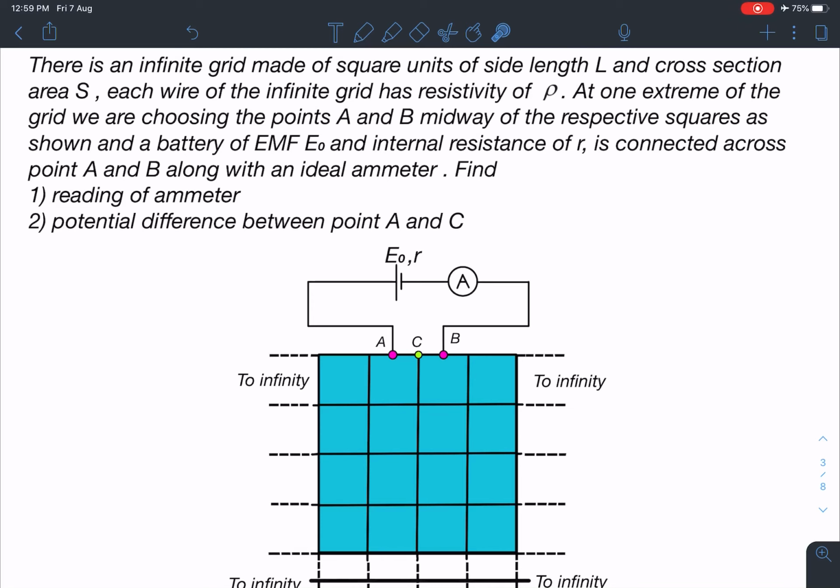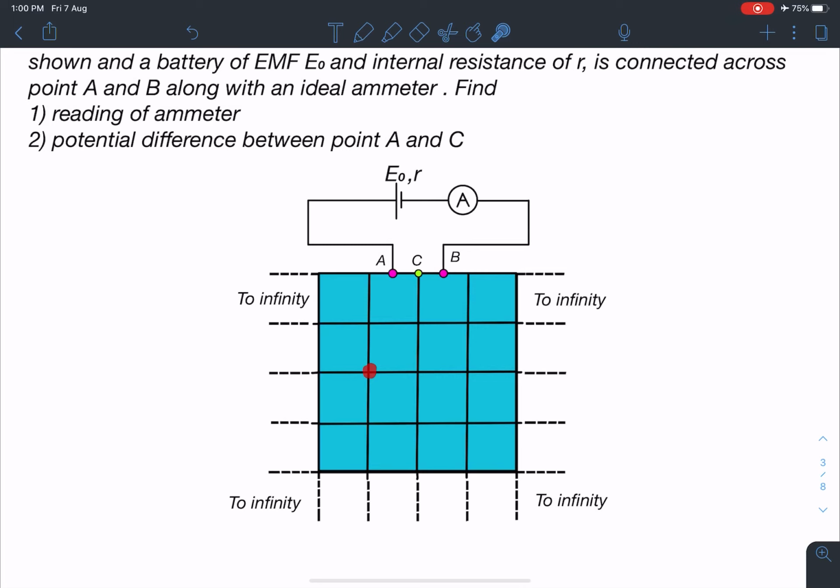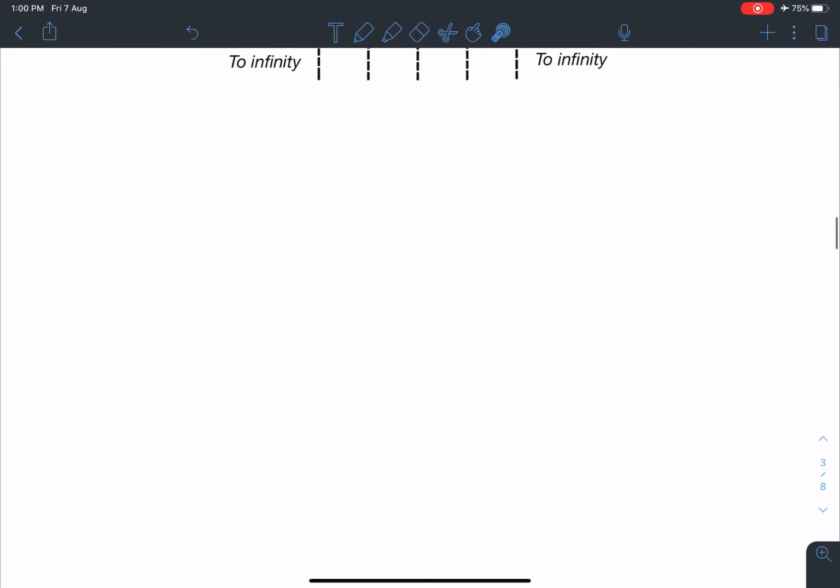So this question is motivated from a common problem of Irodov and Krotov, where infinite grids are given. There they were asking the effective resistance across these two adjacent points. So here it is slightly different from that. However, we will be developing the logic of this problem from the standard problem of Irodov. We are going to develop the logic from there only. So let's discuss this concept.